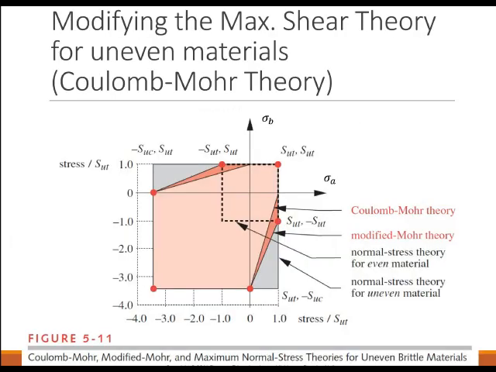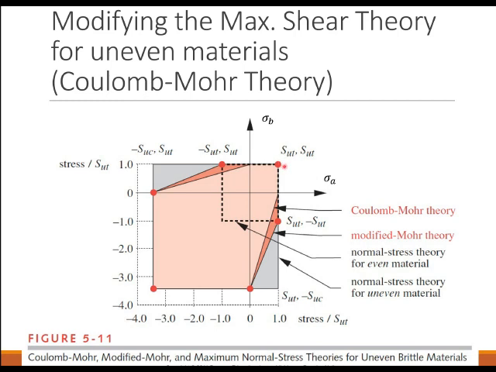So taking the maximum shear theory and the maximum normal theory and then modifying the two of them to kind of combine them together, that's what Coulomb and Mohr did. It's called the Coulomb-Mohr theory, and it was modified again, so we were left with the modified Mohr theory. And again, this is sigma A and sigma B.